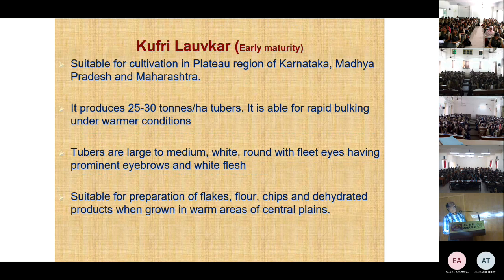The next variety, Kufri Lauvkar, is suitable for cultivation in the regions of Karnataka, Madhya Pradesh and Maharashtra, with a yield potential of 25 to 30 tons, medium white round with fleet eyes, suitable for flakes, flour and chips preparation.